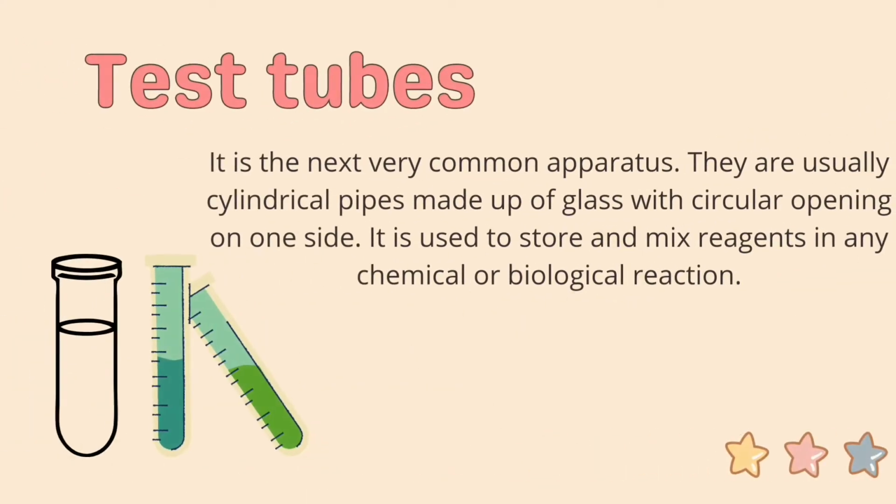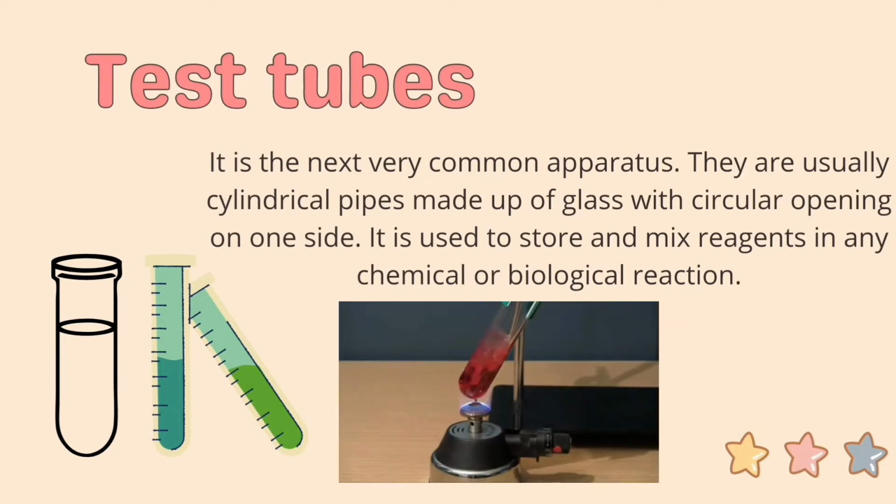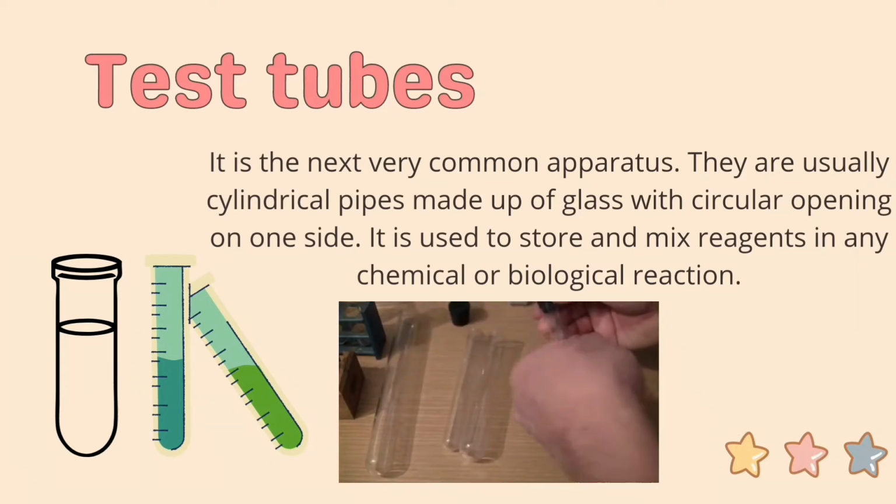Now let's move on to the next very common apparatus, the test tubes. They are usually cylindrical pipes made of glass with a circular opening on one side. It is used from storing to mixing reagents in any chemical or biological reactions.